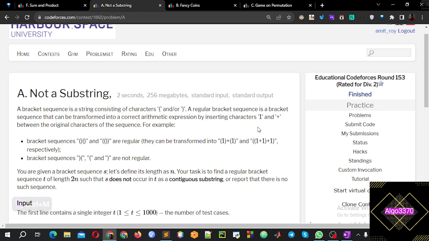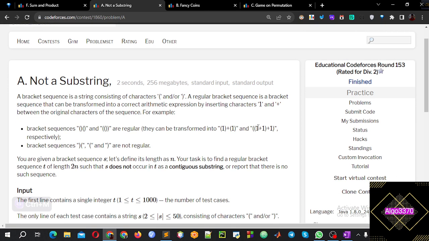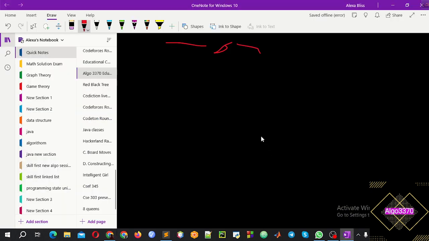Our first problem of the latest educational contest is A, Not a Substring. So what is the main thing they want from us? The prerequisite of this problem is to know about the contiguous substring. I think many of you may struggle with this word, contiguous substring. A contiguous substring is a subarray or a partition of a string.